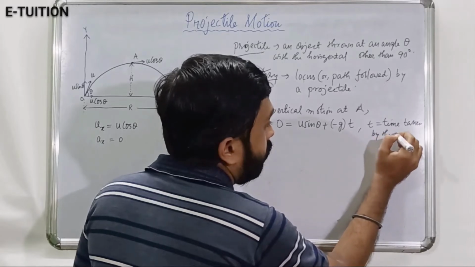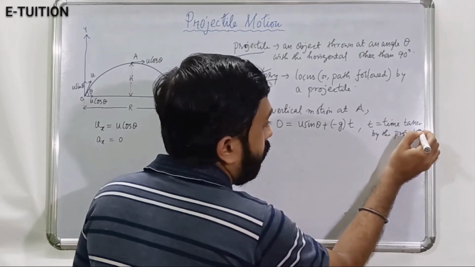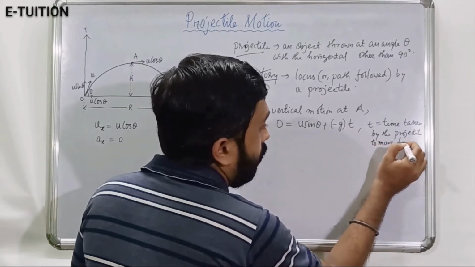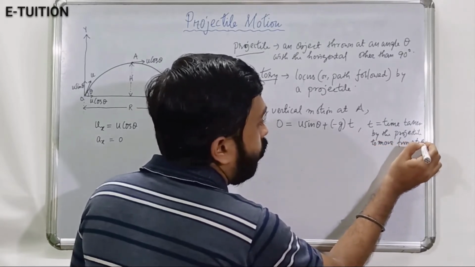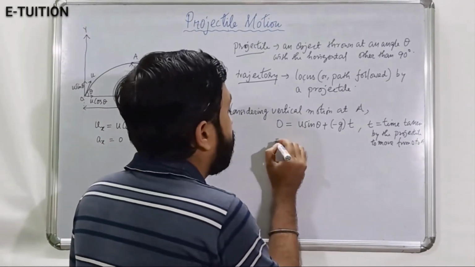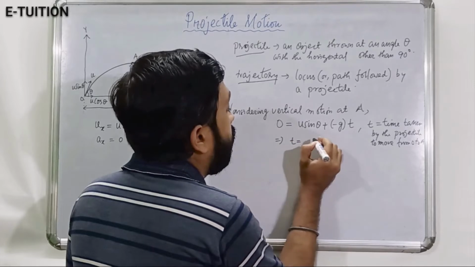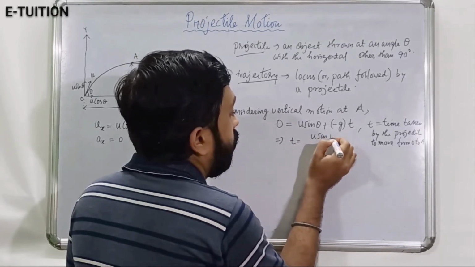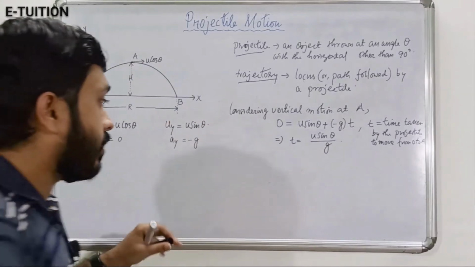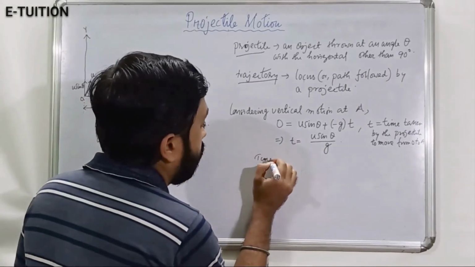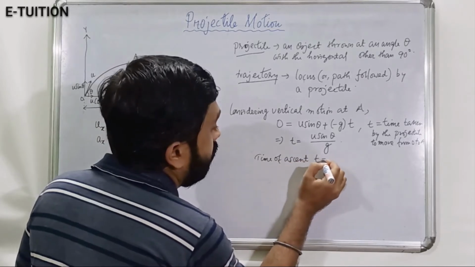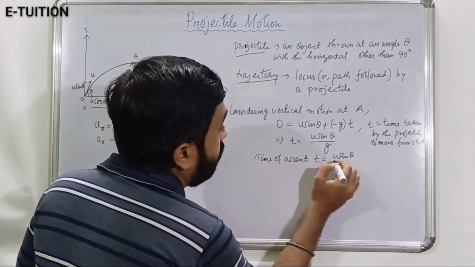Time taken by the projectile to move from O to A. Alright. So now what is coming? T equal to u sine theta by g. Okay, so this is the time of ascent, t equal to u sin theta by g.